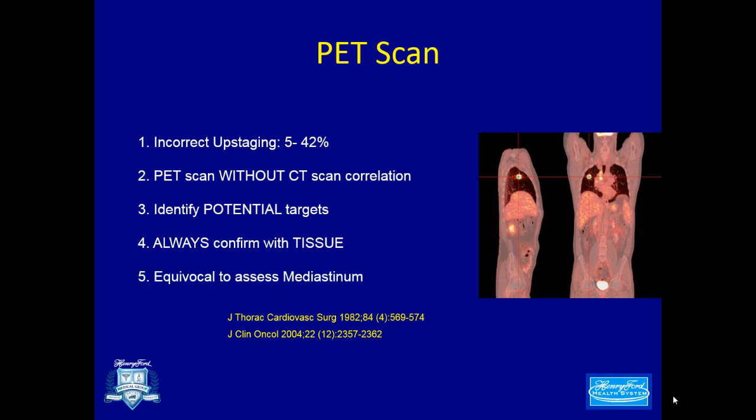For mediastinal assessment, it is really equivocal. It's not really recommended at this point. So we should never order a CT scan or a PET scan in patients just to evaluate the mediastinum, but rather to evaluate the extrathoracic involvement.